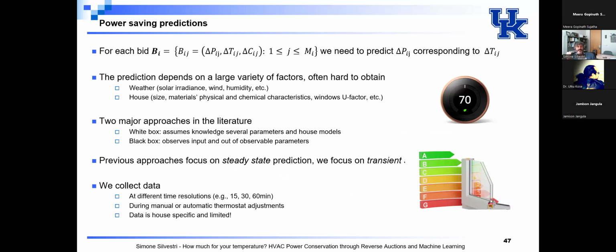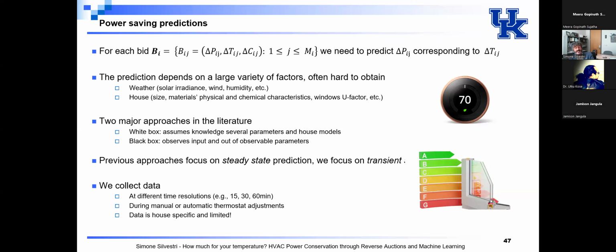So once the user has submitted the bid, as I was saying before, this bid is just a monetary value with associated temperature change, but we don't know what that means in terms of actual energy saving. And as I was saying, this depends on a lot of factors. Some depend on the house. So what is the house size? What are the materials that are used for that house? For example, the insulation. What is the window U factor? And these are also parameters that the user doesn't know. So there's no way of saying, okay, let's just ask the user and then we know this.